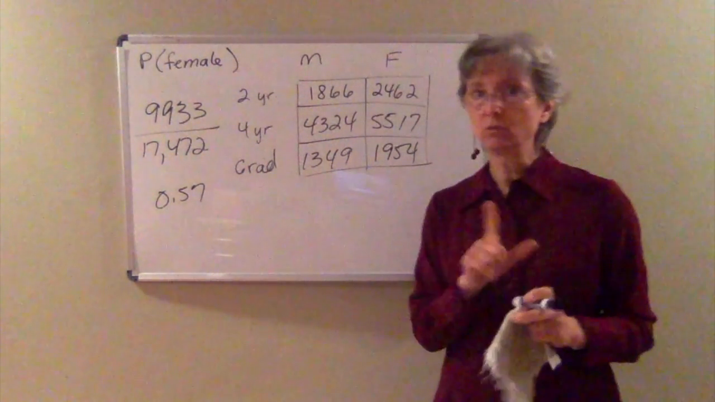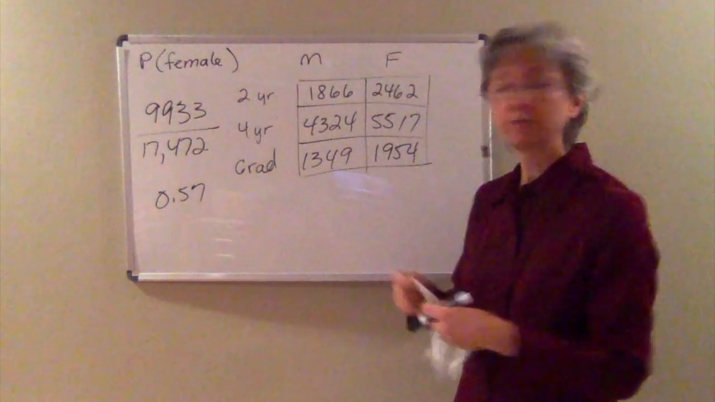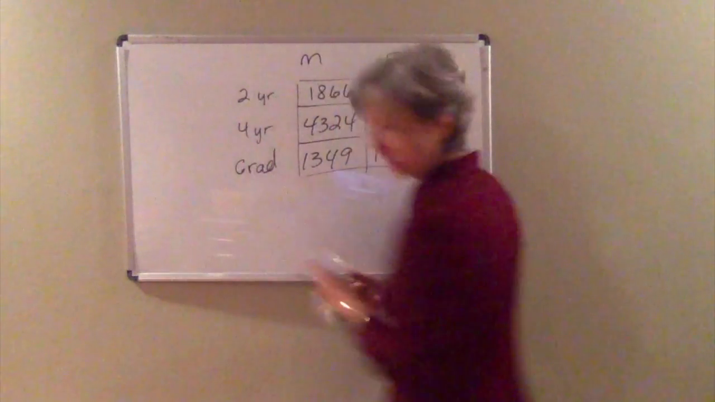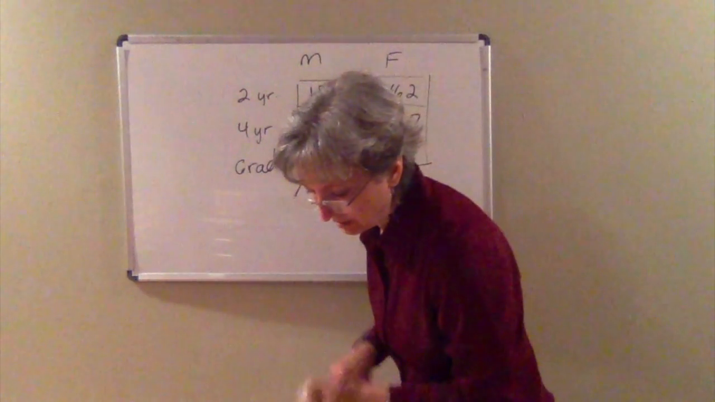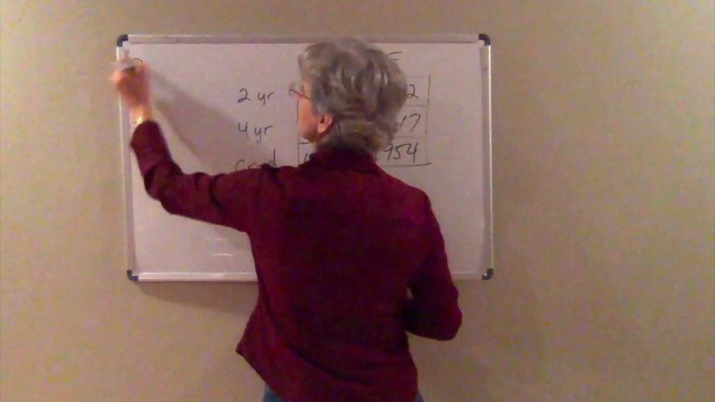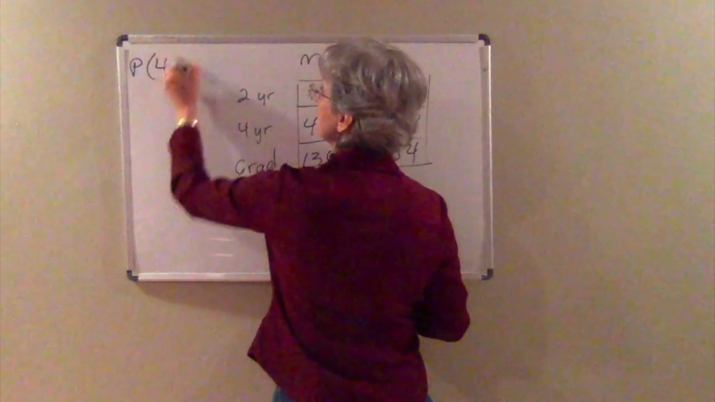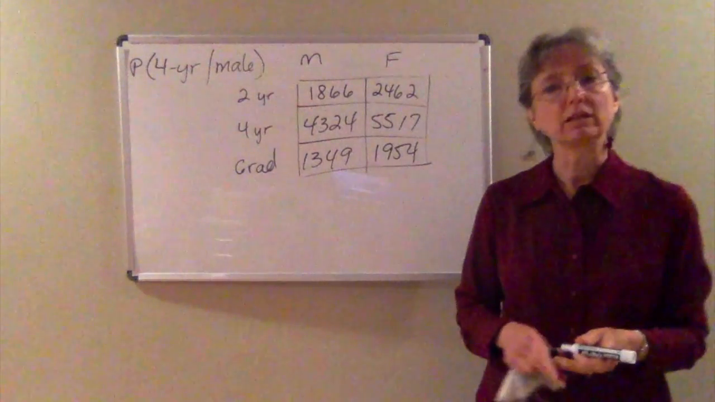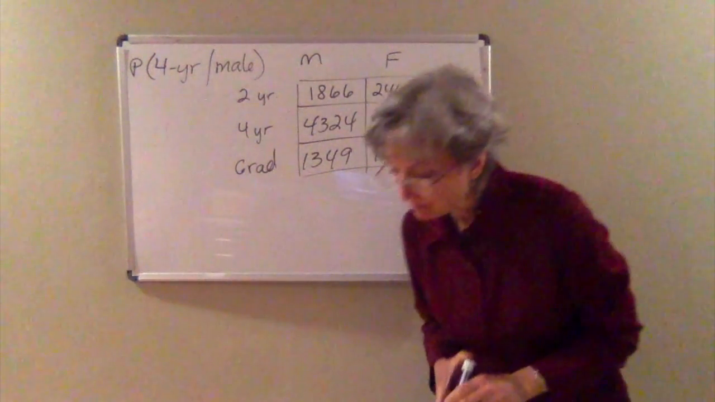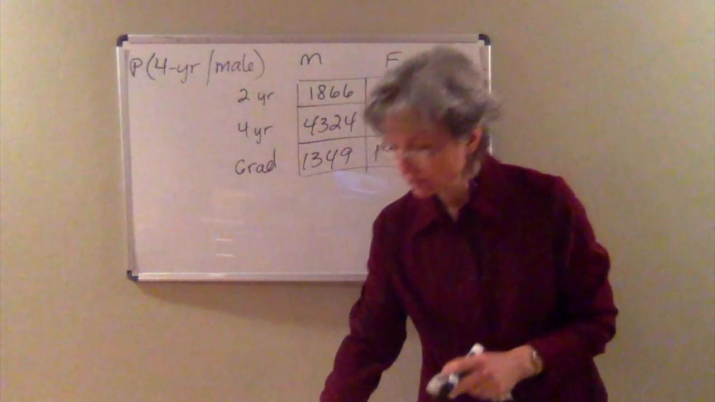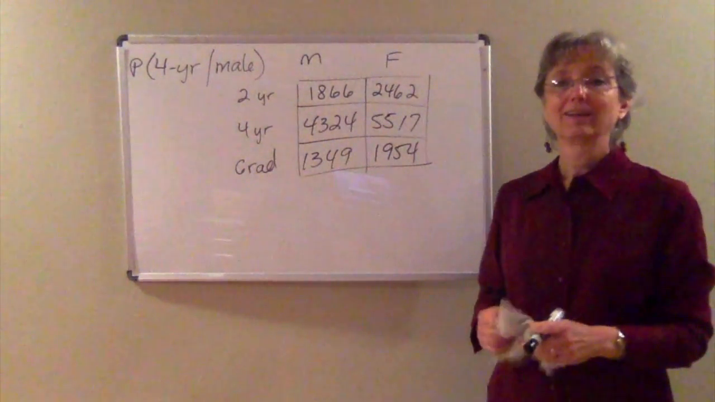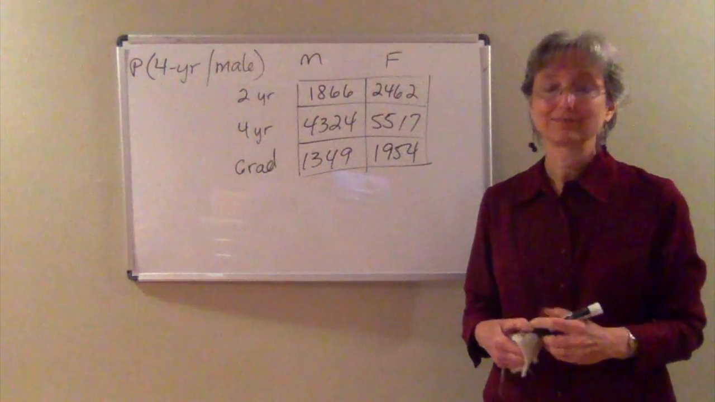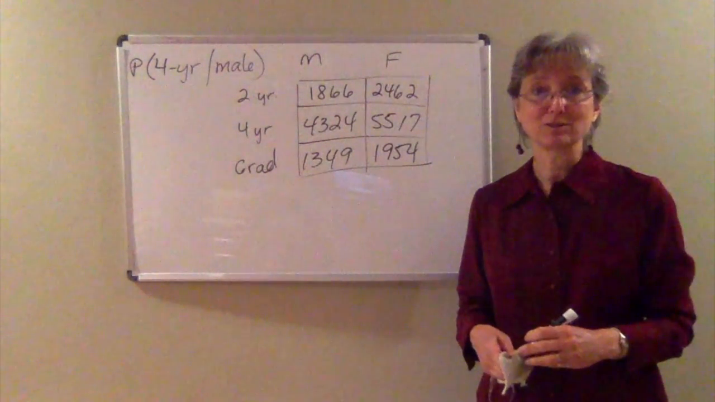So I'm going to give you one to figure out from the same chart, so we don't have to write anything new. I would like you to find the probability that your student is from a four-year school given that your student is a male. Okay? What's the probability that it's a four-year student given that your student is a male? All right, do you know how to do that? Okay, try it. See if you get the right answer.